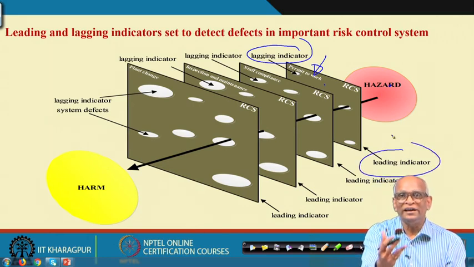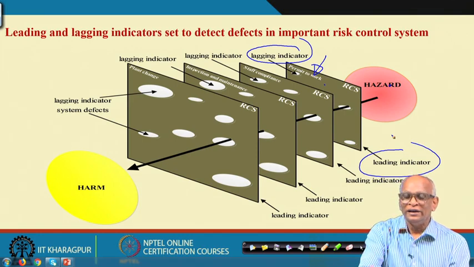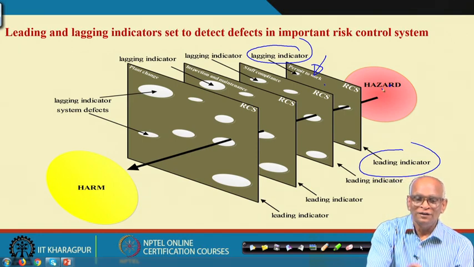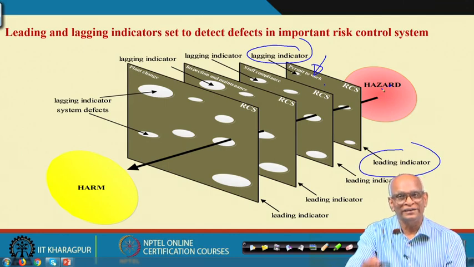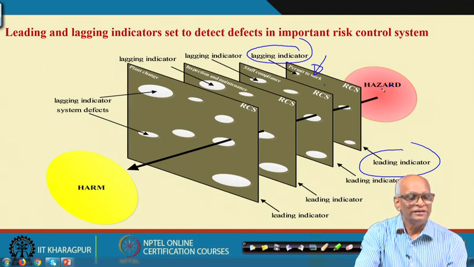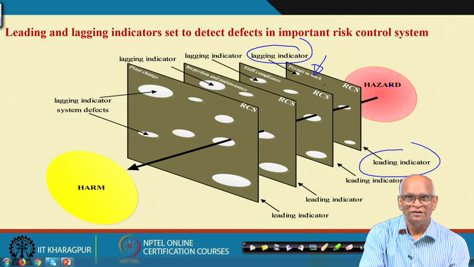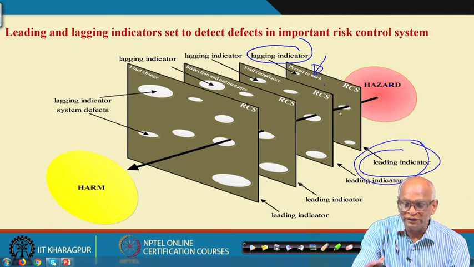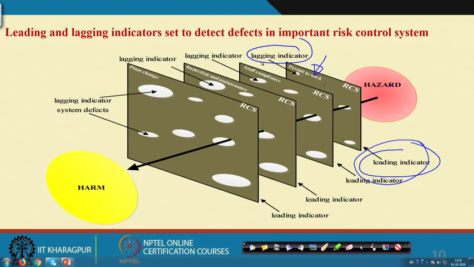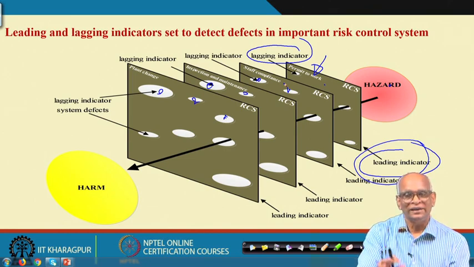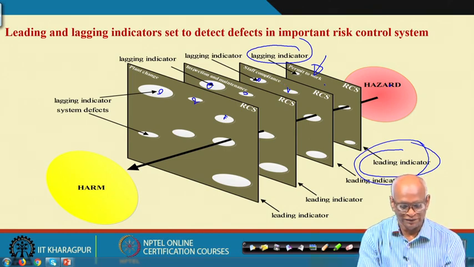The risk control system is the lifeline. For the hazard not to become harm, the risk control system's health and effectiveness are very important. Okay? That is what we are talking about. The leading indicators will tell what the health is. Lagging indicators will give the weaknesses. So, measuring both will help. Those are the safety performance indicators.